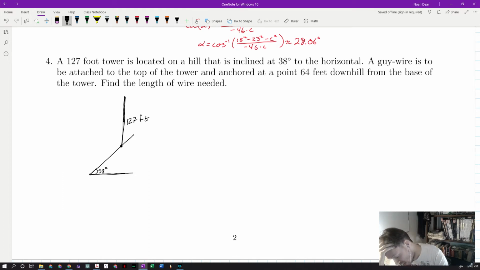And we want to attach a wire 64 feet downhill. So 64 feet, it's about right there. And so the wire is attached from the top of the tower down to the hill 64 feet downhill from the base of the tower. I'm going to call this length C. All right, so I'm going to stare at this picture. We want to find the length of C.